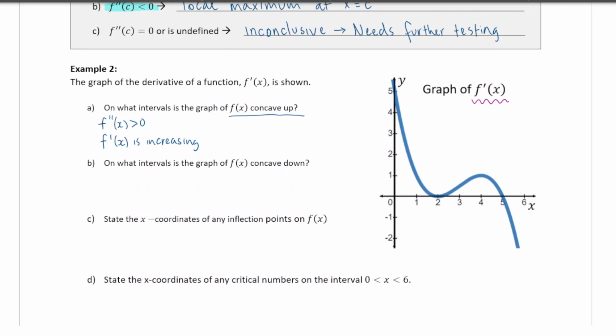So I see that happening right in this section here between 2 and 4, right? The graph is increasing there. It has a positive slope. And so, right, the second derivative is the slope of the slope. So we're looking for where the slope of this graph is positive, essentially. Okay, so the answer would be for x between 2 and 4.